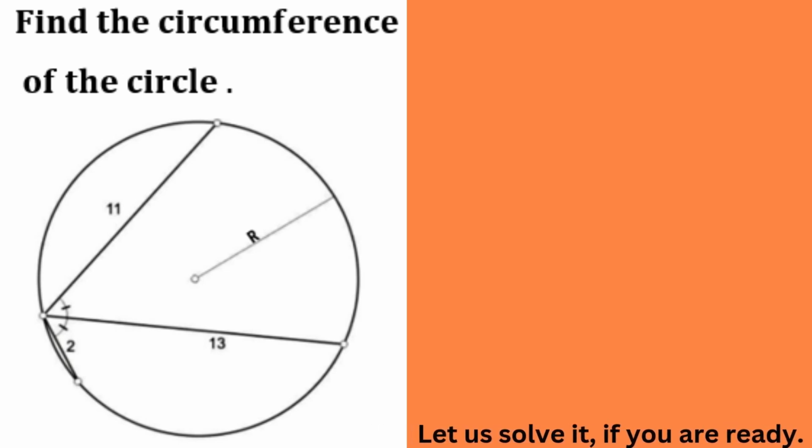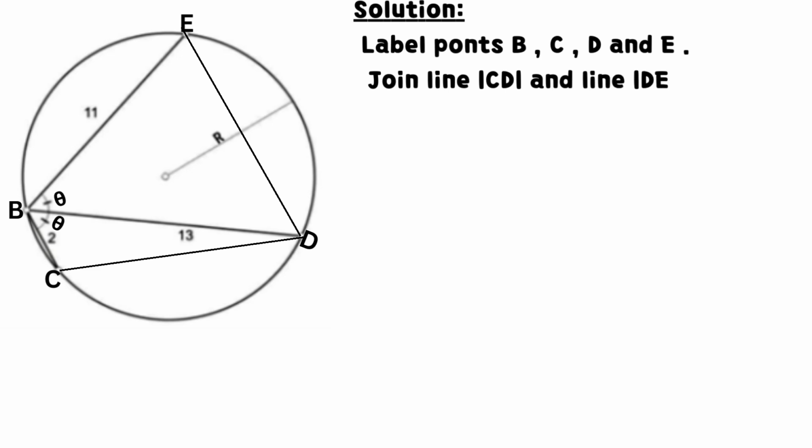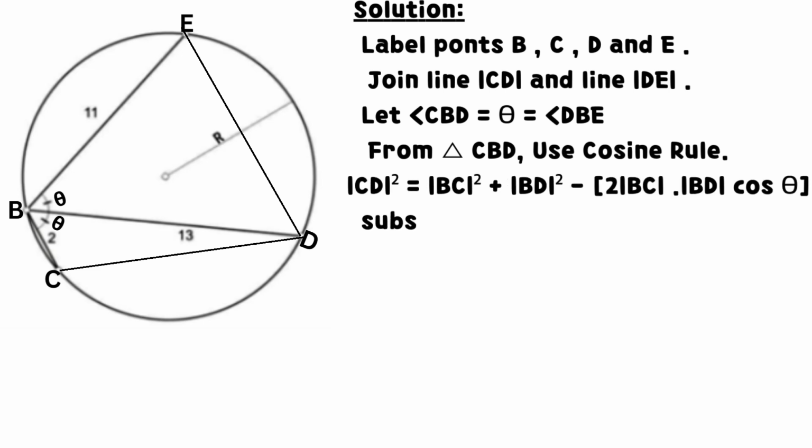Find the circumference of the circle. Label points B, C, D, and E. Join line CD and line DE. Let angle CBD equals θ, which equals angle DBE.